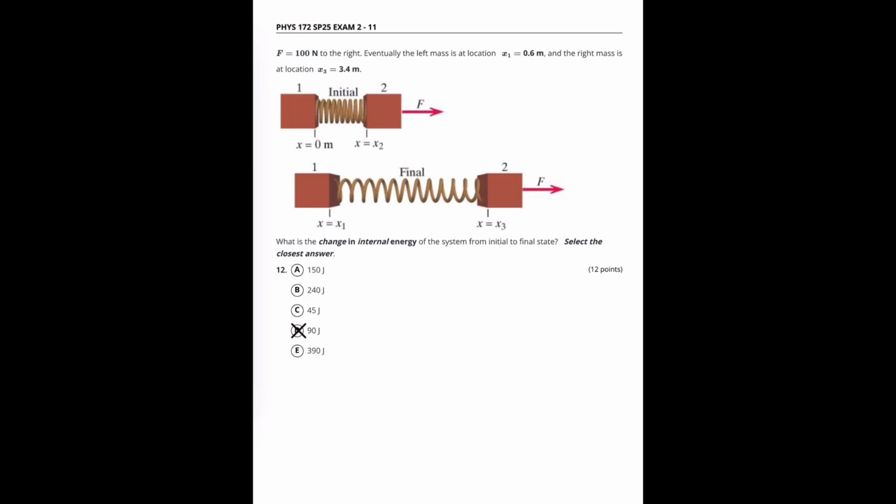Problem 12 states, what is the change in internal energy of the system from initial to final state? Select the closest answer. So first thing I'm going to do is identify our system and surroundings. Our system is block 1 plus block 2 plus our spring. And our surrounding is our applied force, F.